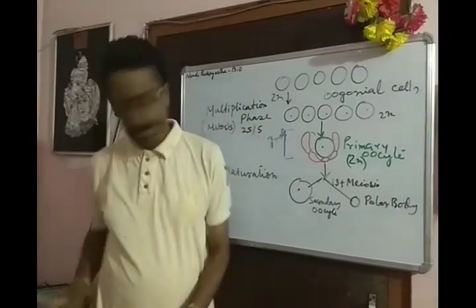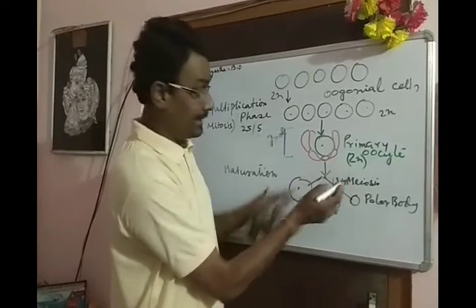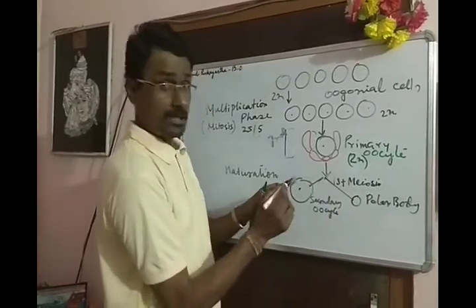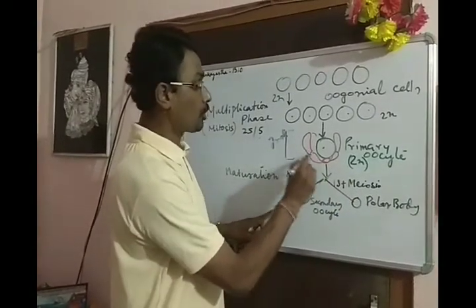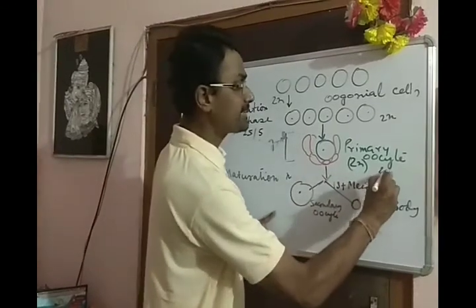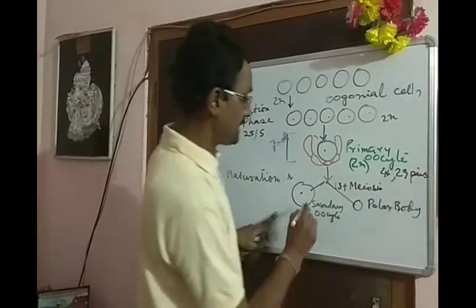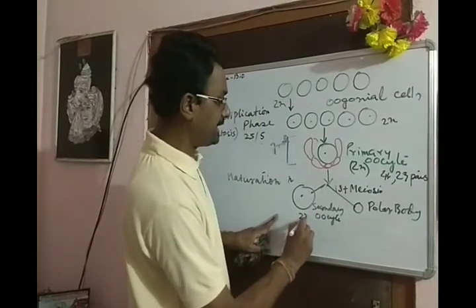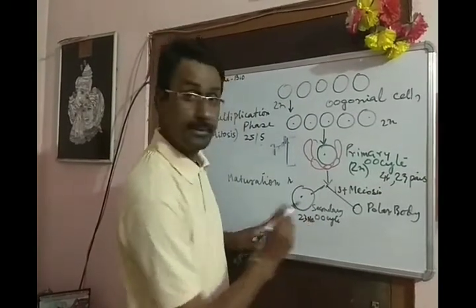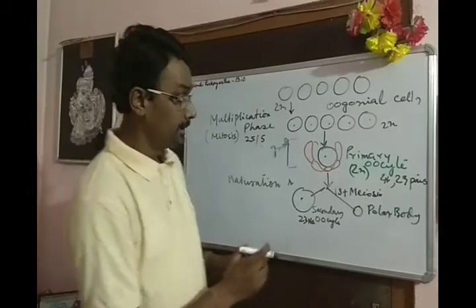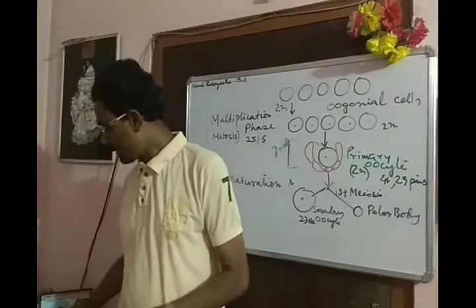Okay. Now, this one is 2N. Meiosis, I told you meiosis, so reductional division, it has become N. Chromosome number was 46 or 23 pairs. It has now become what? 23. Did you get it?